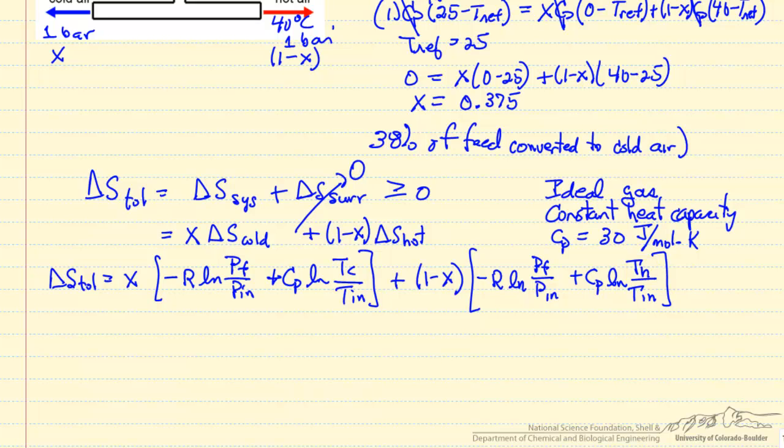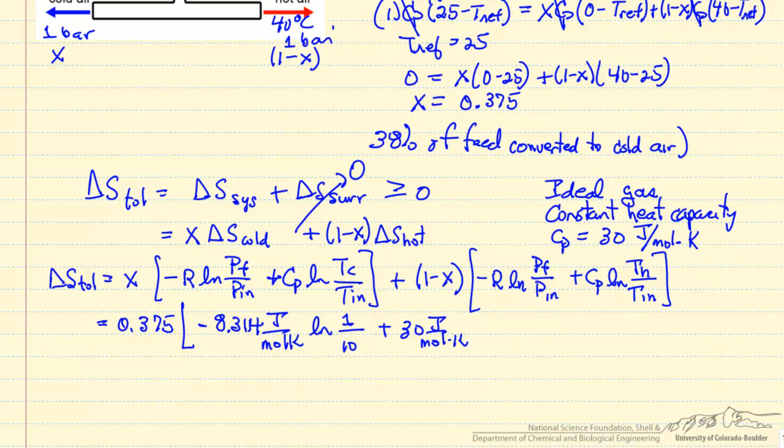We're almost finished. We're going to substitute values in for this. We calculated x as 0.375, minus the gas constant, 8.314, in units of joules per mole per Kelvin. And the final pressure is 1 bar. The initial pressure is 10 bar. Heat capacity 30, again joules per mole Kelvin. And the log of the cold temperature, 0 plus 273 to make it absolute, over the inlet temperature, 25 plus 273.